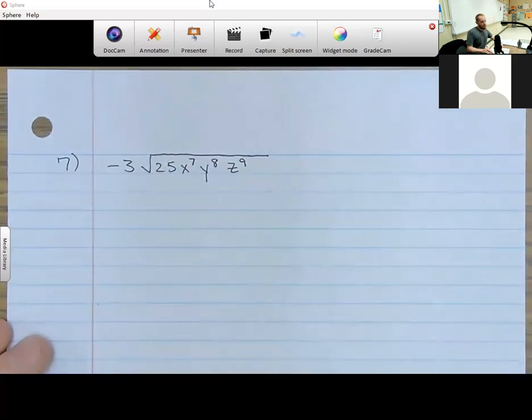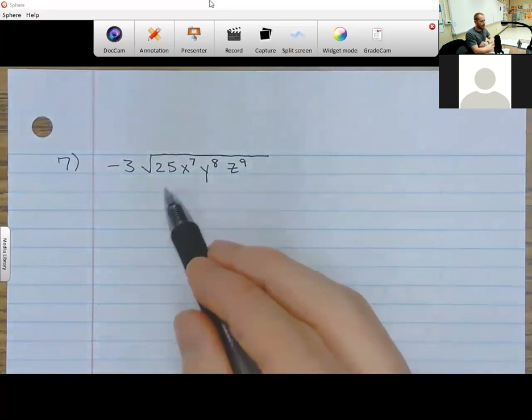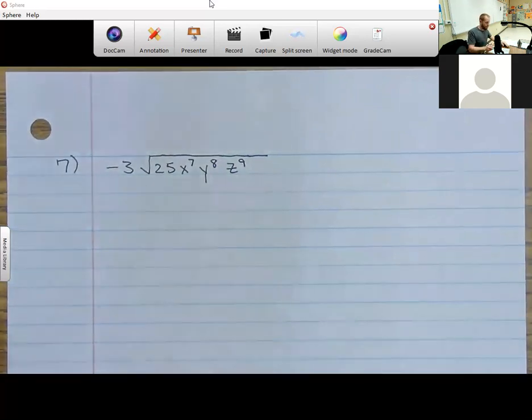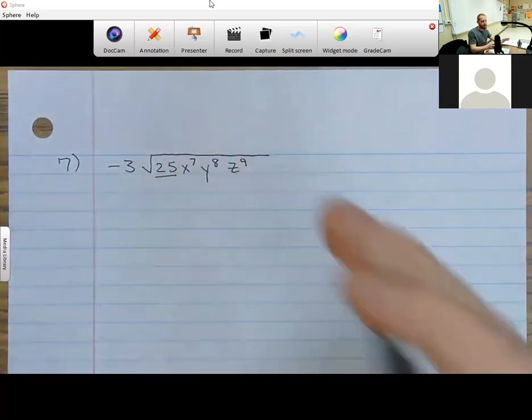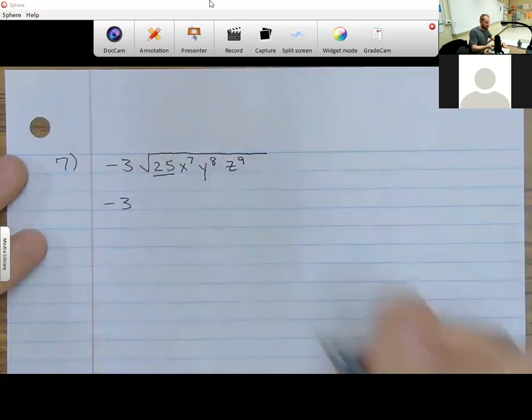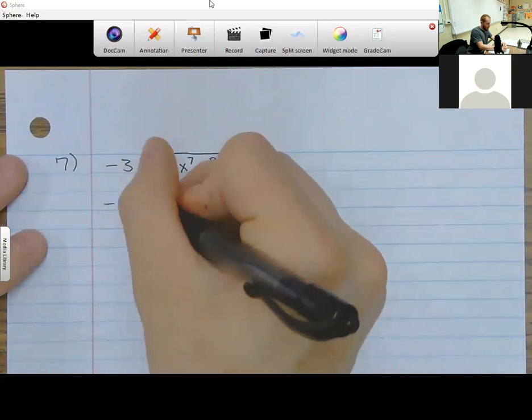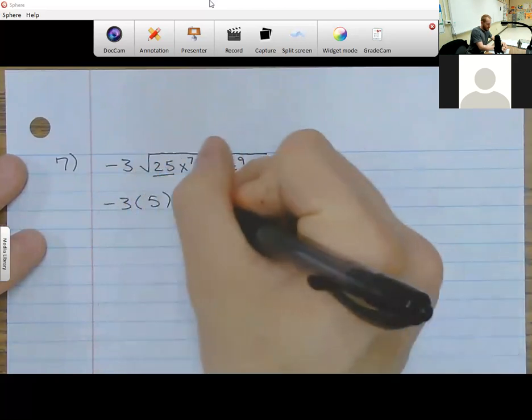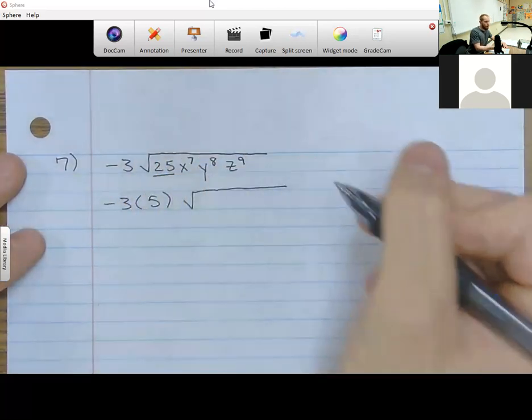Okay, so when I do problems like these, I always start with the big numbers first. What's the square root of 25? Now you know this. We don't have to break this up. We don't have to do anything like that. That's right. The square root of 25 is 5. So I'm just going to take the 25 out as a 5 and be done with it. Okay? So I'm still going to have -3 on the outside. I'm going to have a 5 on the outside, and I'm still left with the square root of all those letters, right?